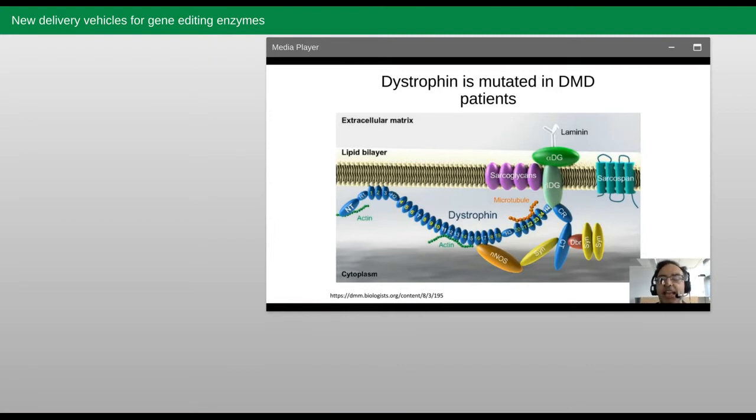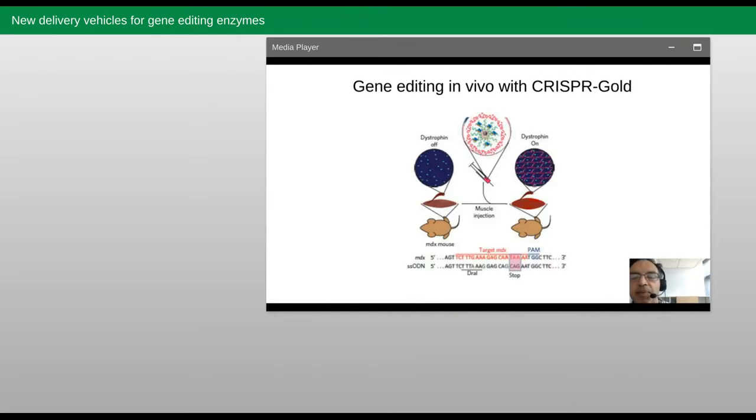So we investigated if CRISPR Gold could correct the dystrophin mutation using a mouse model. This mouse model is composed of mice that have a C to T mutation in exon 21 of the dystrophin gene. This generates a stop codon. These mice are called MDX mice, and we investigated if CRISPR Gold could correct this mutation by homology-directed DNA repair. So we made CRISPR Gold that had a guide RNA that targets the dystrophin gene, and also a donor DNA that was designed to correct the C to T mutation.